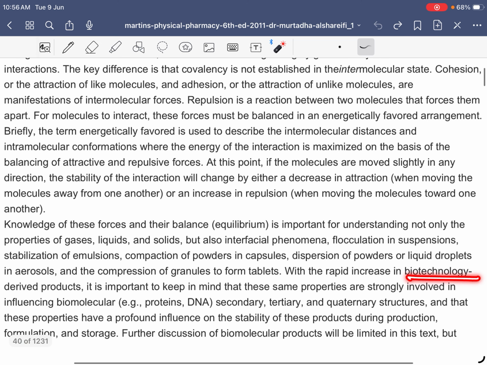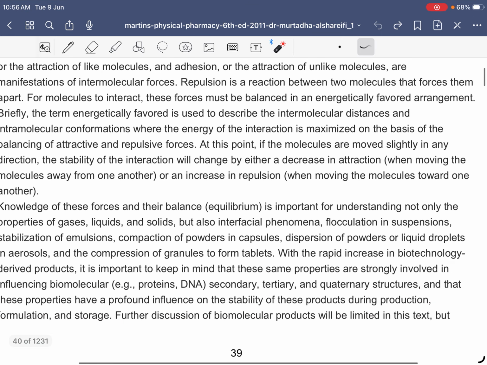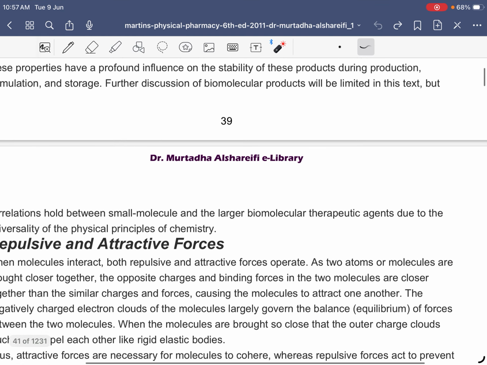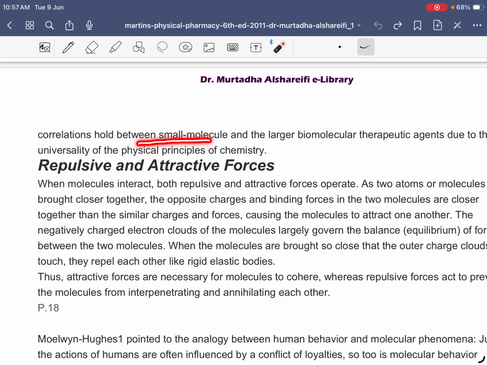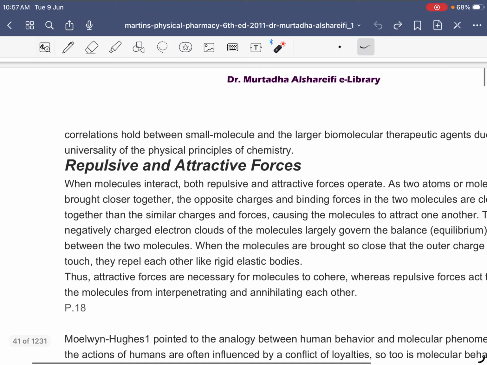With the rapid increase of biotechnology derived products, it is important to keep in mind that these same properties are strongly involved in influencing biomolecular, example हो गया protein, DNA, secondary, tertiary and quaternary structure, and that these properties have a profound influence on the stability of these products during the production, formulation and storage. Further discussion of biomolecular products will be limited in this text, but correlation holds between small molecules and the larger biomolecule therapeutic agents due to the universality of the physical principles of chemistry.